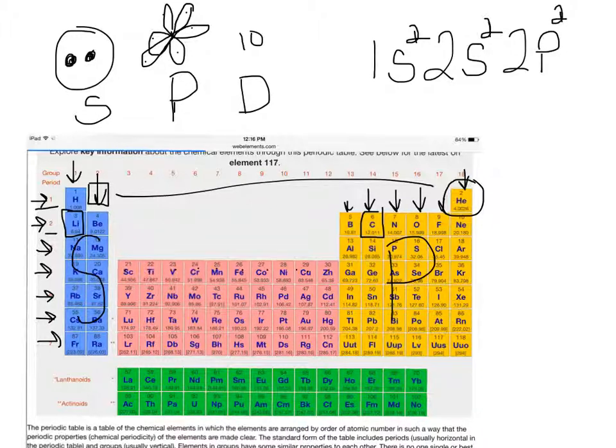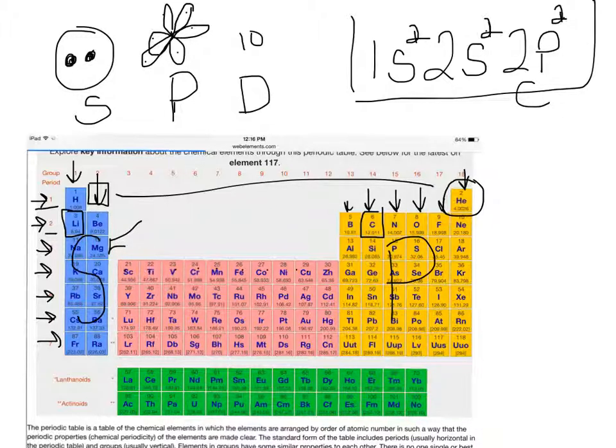Now, a good way to check this is to add up these numbers. 2, 4, 6. That means 6 electrons. Carbon has 6 electrons. This is the electron configuration for carbon. See, pretty easy. Let's go to magnesium. Magnesium is number 12.